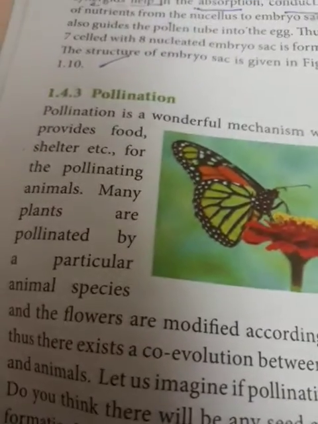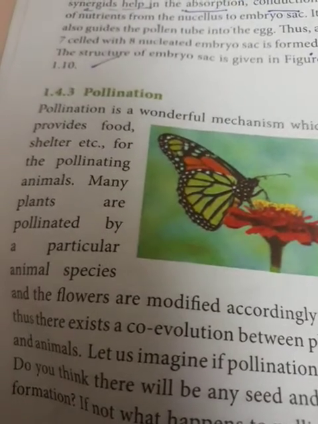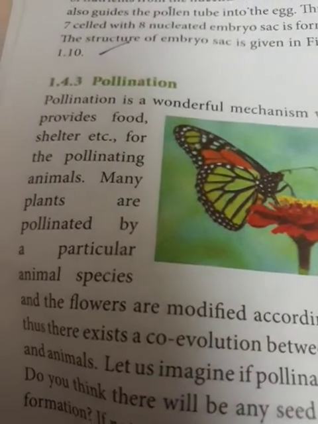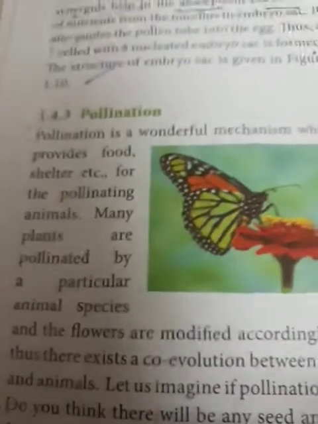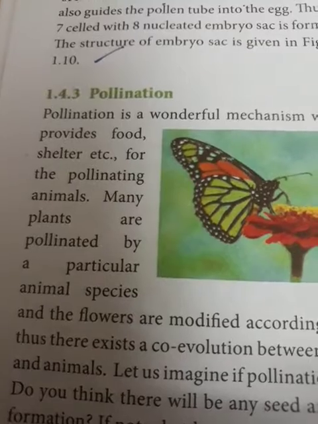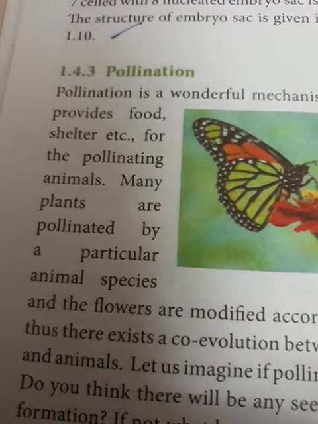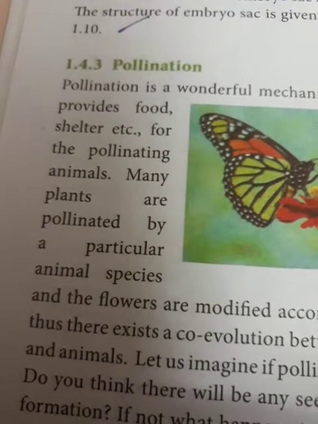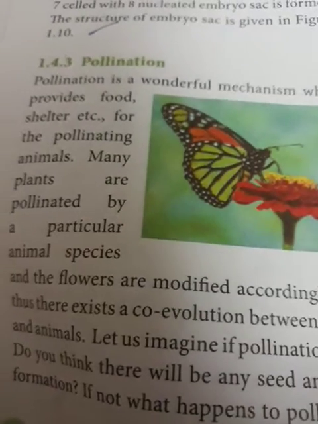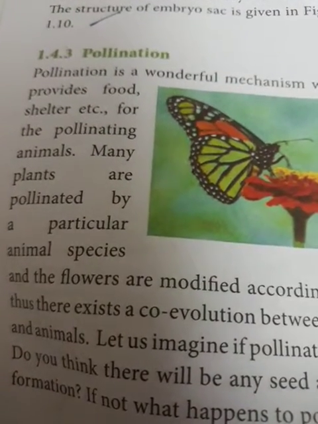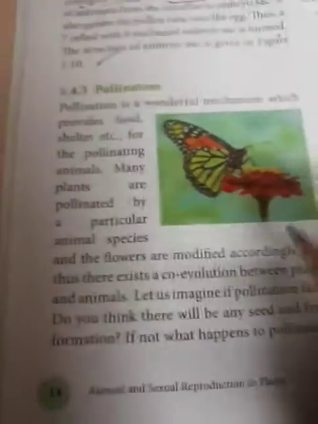We know that pollination is a wonderful mechanism which provides food and shelter for the pollinating animals, the pollinating organisms. Maybe insects, maybe butterflies, maybe honeybees, maybe certain animals also. Many plants are pollinated by particular animal species and the flowers are modified accordingly. So, there exists a co-evolution. Important word. What do we mean by co-evolution?